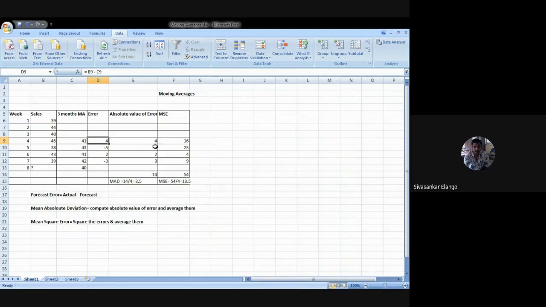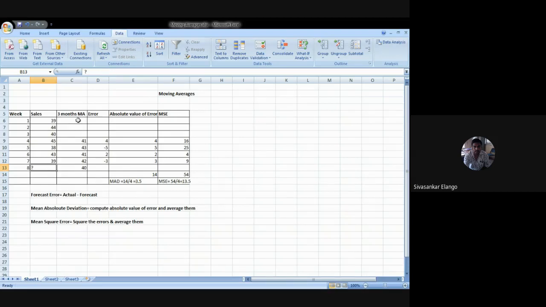So we find the absolute value of the errors and average them, which gives the mean absolute deviation. For the mean square error, we square the errors and average them. We get the mean square error. This is how we predict the sales for a particular product for week 8 using moving averages.